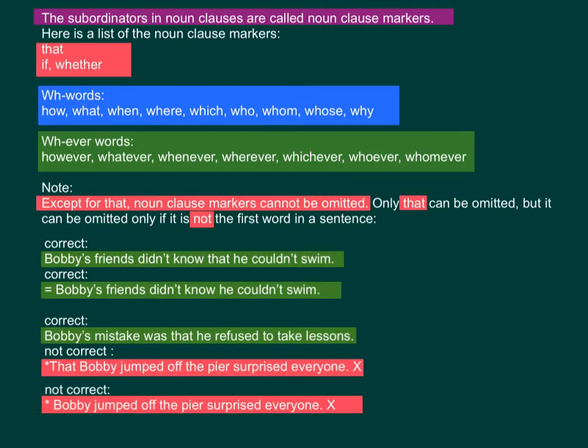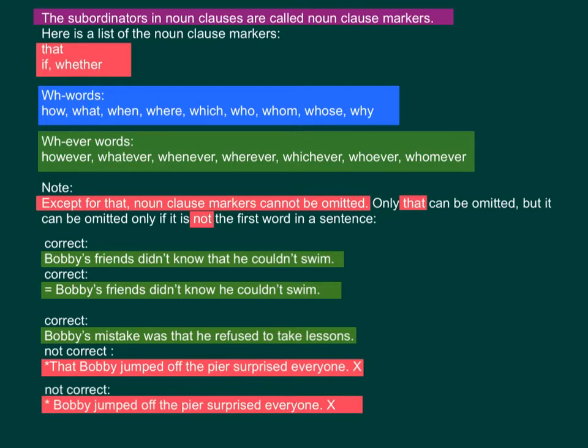The subordinators in noun clauses are called noun clause markers. Here is a list of noun clause markers. That, if, and whether, and WH words like how, what, when, where, which, who, whom, whose, and why. WH with ever words like however, whatever, whenever, wherever, whichever, whoever, and whomever.